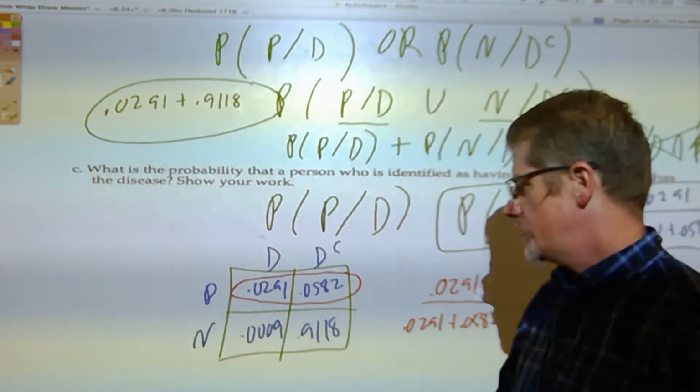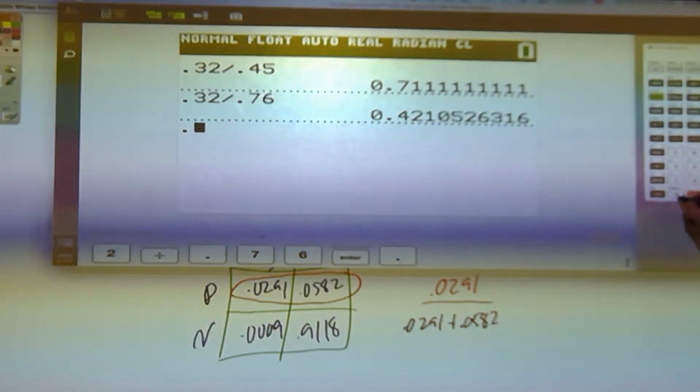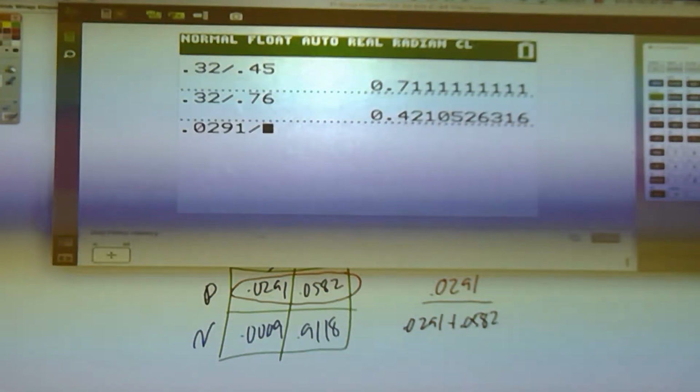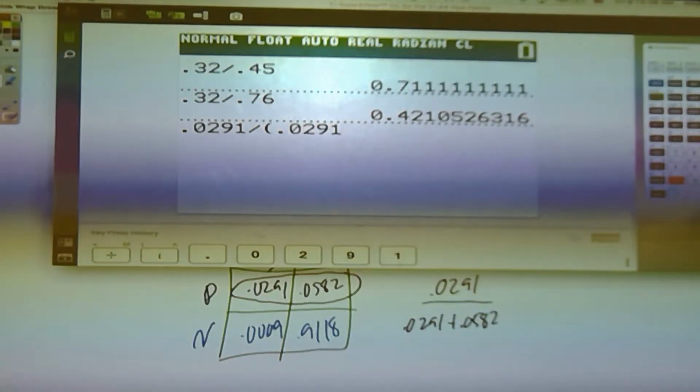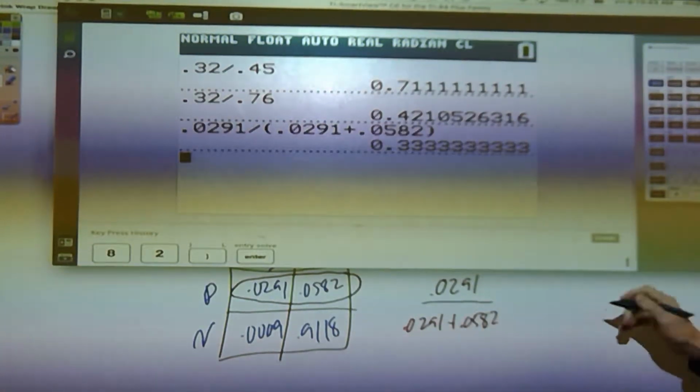0.0291 divided by the quantity 0.0291 plus 0.0582. So the answer to that problem, by the way, was 1/3.